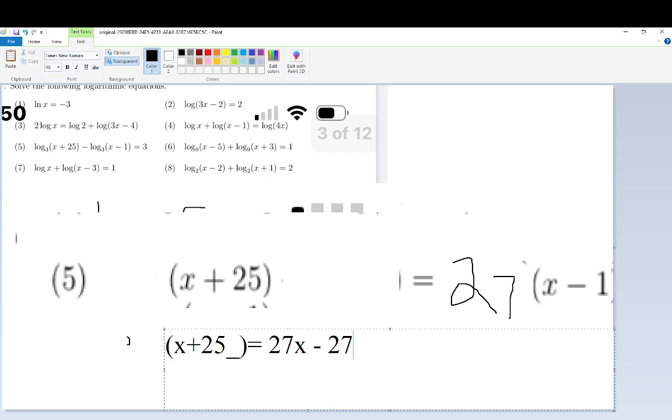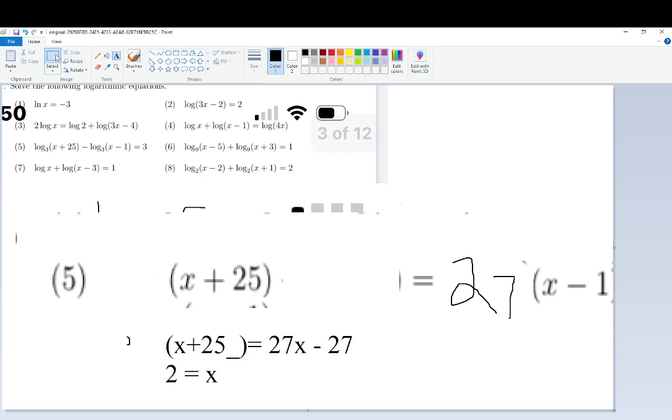You put your x's, you subtract, you leave the 25 over here and you add 27. And you leave the 27x and you subtract x. So you get 26x is equal to 52. Divide both by 26, get x is equal to 2. So if you go back to the original calculation, which is here, and you put 2 for x, you get this.